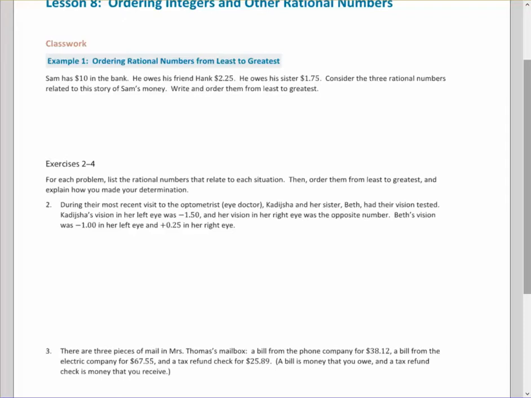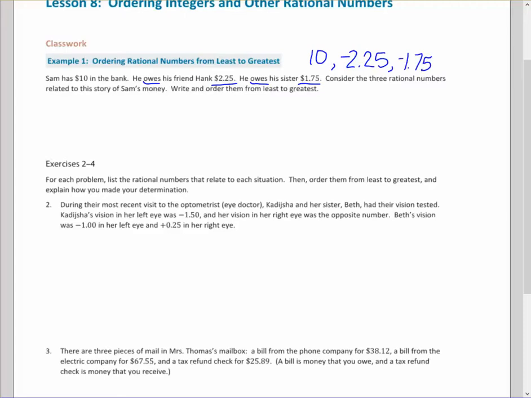So I'm going to write these down. He has $10. He owes his friend $2.25, so that's going to be a decrease to his account when he pays him back, because he's going to. He owes his sister $1.75. That's probably questionable, if we're being honest.